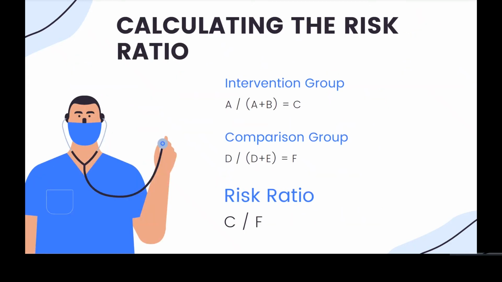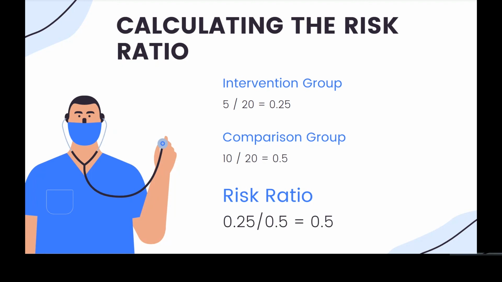The risk ratio is calculated in a different way. Here you will divide the number of people who had the outcome by the overall total number of people in that group. And again, you will need to do this for the intervention and comparison groups. You will then divide the intervention figure by the comparison figure. In this example, the intervention group had 20 people, with 5 having the outcome of interest. The comparison group also had 20 people, with 10 having the outcome of interest. What do you think the risk ratio would be? Pause the video here if you want to have a go. The answer is 0.5, after we have divided the intervention figure of 0.25 by the comparison figure of 0.5.